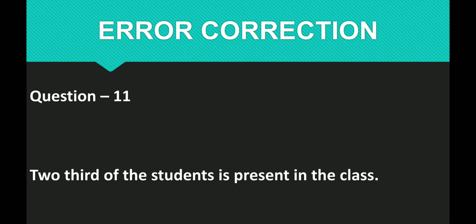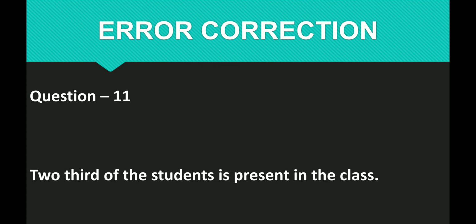Two-thirds of the students is present in the class. Very important question. If you know the fraction rules in English grammar, then definitely you can solve this question. If you do not have any idea about the fraction rules, then you are going to make mistakes. Well, two-thirds is the fraction. Do remember, any fraction you get in the question, do not think about the fraction first of all. Directly go to the noun or the subject part.